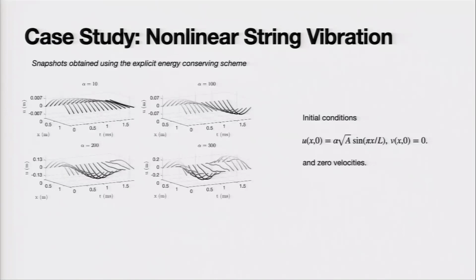You can increase alpha even further, and you see that not only do you have faster vibrations, but you also start observing these modal couplings with a lot of deformations in the shape of the string. And when alpha is even larger, then you have even more of these effects.